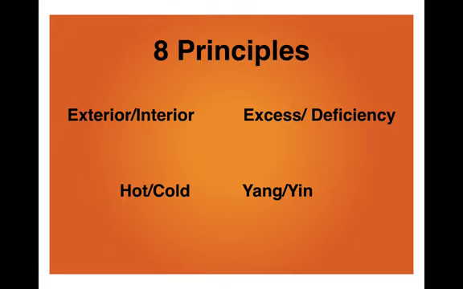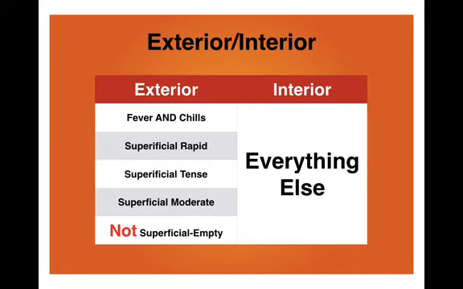We have 3 categories, actually 4, because everything arises from yin and yang. They're not really considered. So what we have here is we are going to look at exterior, interior, excess, deficiency, hot, and cold. And we're going to be able to take every single symptom in a case study and effectively decide which category it belongs in. Let's take a closer look at our first pair. We have exterior and interior.